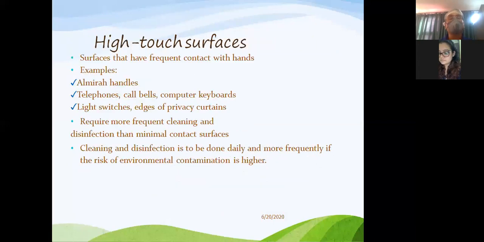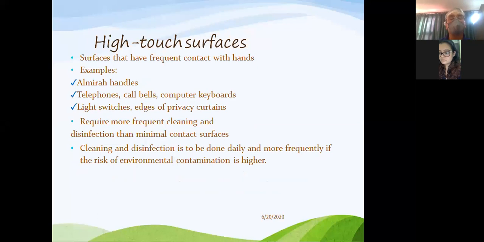Whenever you are going into a room, you are not supposed to touch the walls, the door, the handles, or the telephones. Do not touch any light switches either. So stay away while you are coming to the hospital. You have to stay away from all such surfaces because they can be infected.